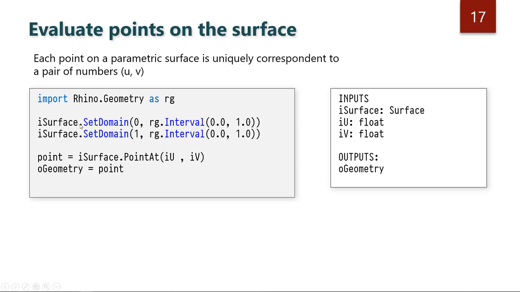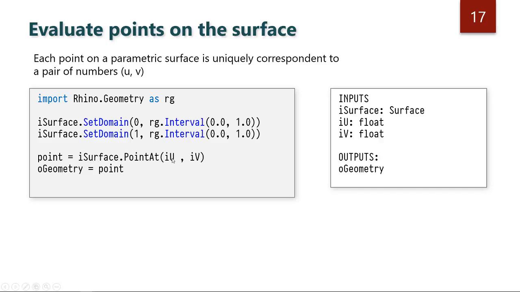So on iSurface, we invoke the function set domain. This function will take in 2 parameters. The first is either the integer 0 or 1. 0 means it will set a domain for the U direction, and 1 is going to be the V direction. Then the second is the actual range or the interval for the new domain.